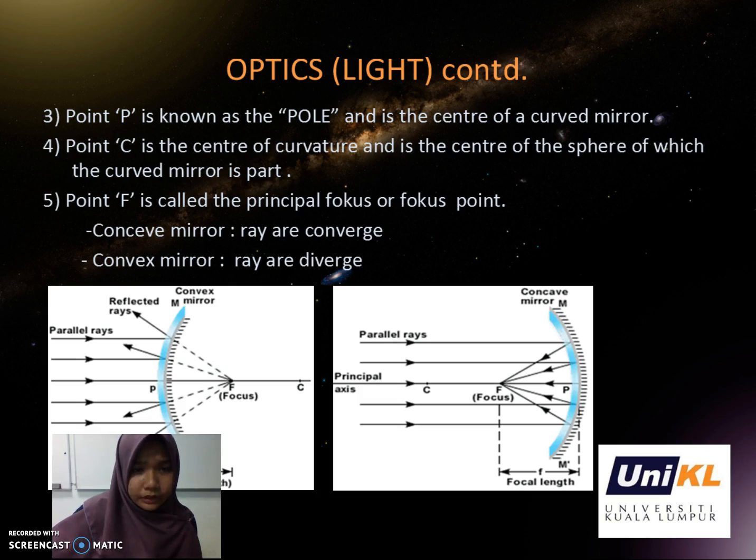Point P is known as the pole and it's the center of a curved mirror. Point C is the center of curvature and is the center of the sphere of which the curved mirror is part. Point F is called the principal focus or focal point. In a concave mirror rays are converged and in a convex mirror rays are diverged. You can see the difference in the picture that I show in my slide.